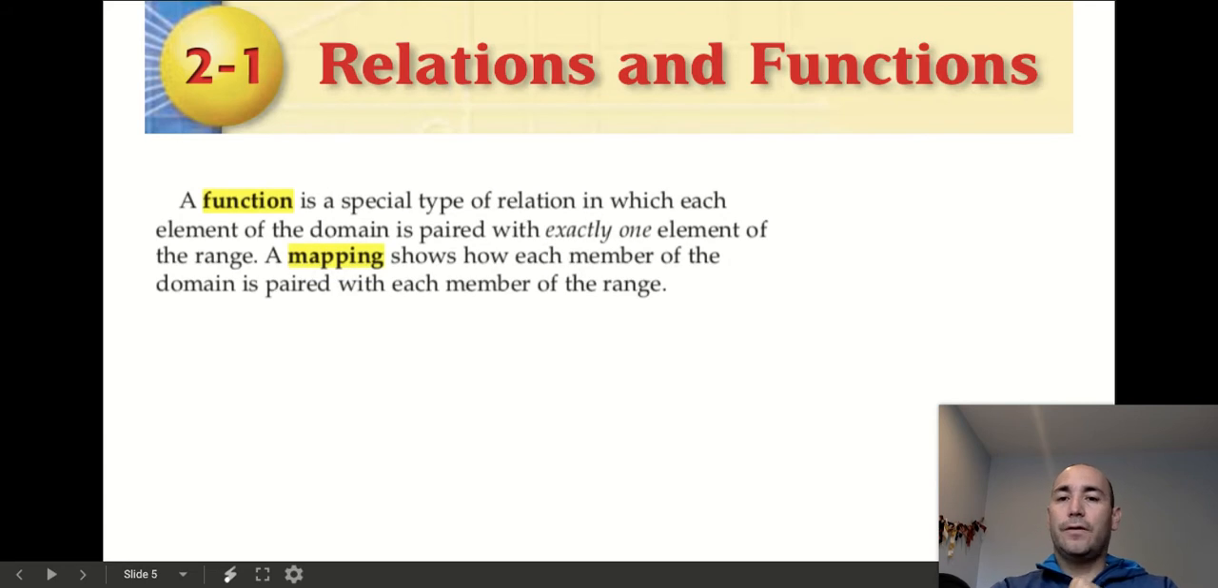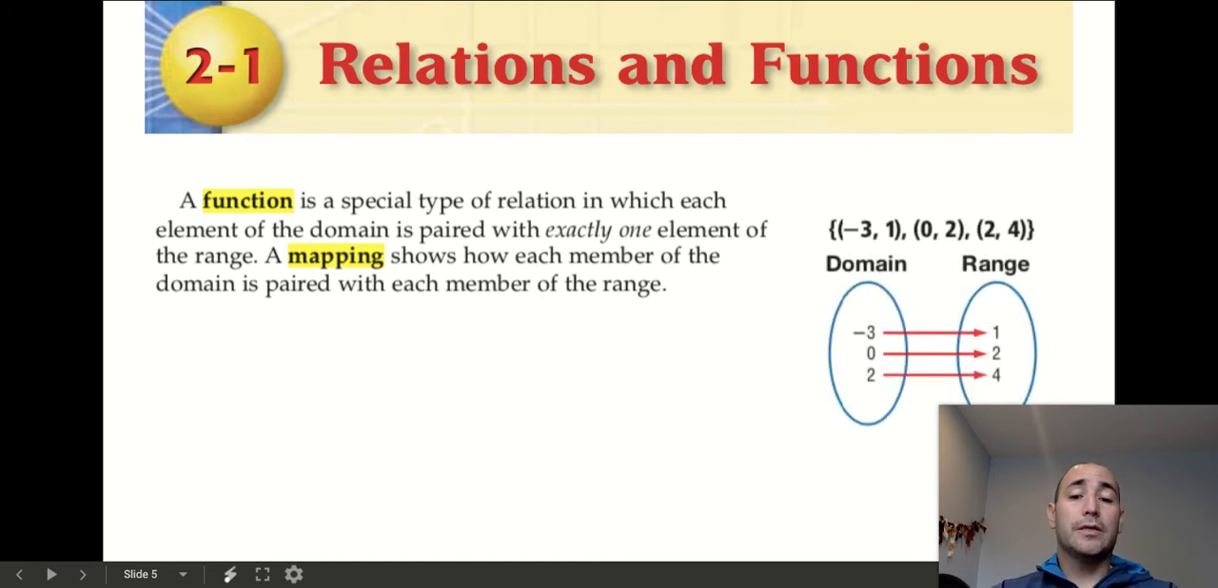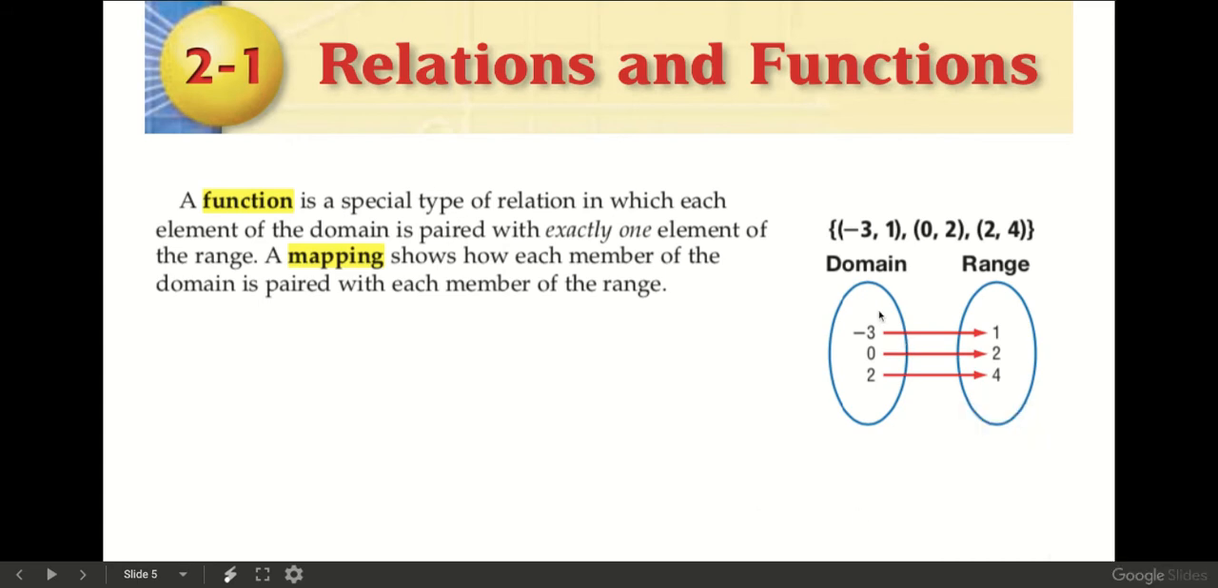So what is a function? A function is a special type of relation in which each element of the domain is paired with exactly one element of the range. A mapping shows us how each member of the domain is paired with each member of the range. Here's an example of a domain and range, and here's the relation. The mapping is this part right here. The domain is listed here, the range is listed here, and the mapping connects each one of the x values to the y values, each one of the x coordinates to the y coordinates.